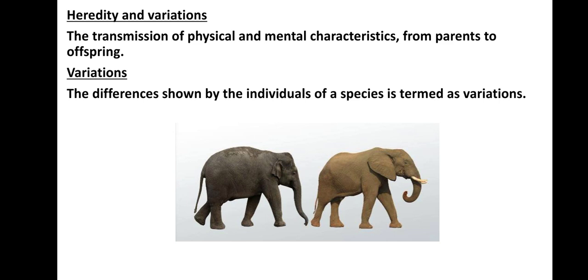The differences shown by the individuals of a species is termed as variations. It represents the characteristics that distinguish between two individuals of the same race or between the offspring of the same parents. These characteristics can be called traits. Gregor Mendel was the first to study the transmission of traits from parents to offspring.